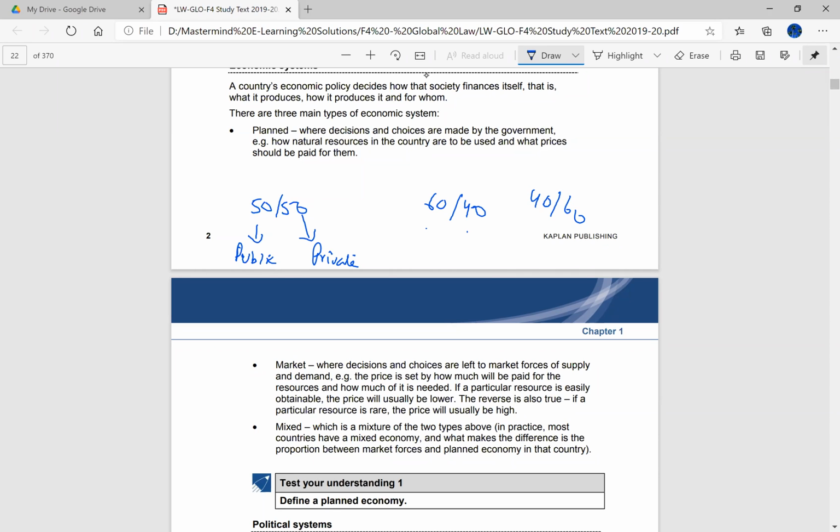But in a market economy, it is going to be entirely private individuals. In a planned economy, it is going to be entirely the government. In real life, a pure market economy does not really exist, but a planned economy did exist. North Korea would be a good example of a planned economy.